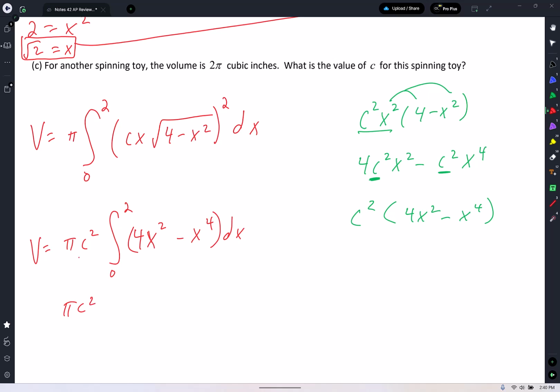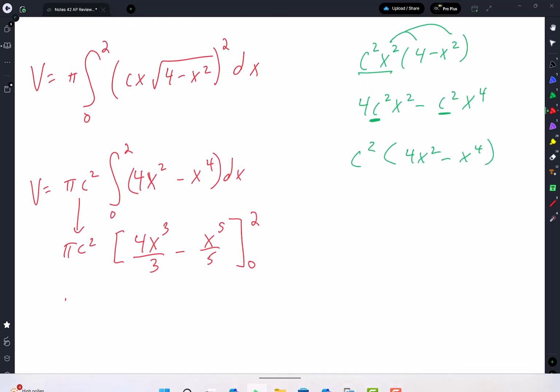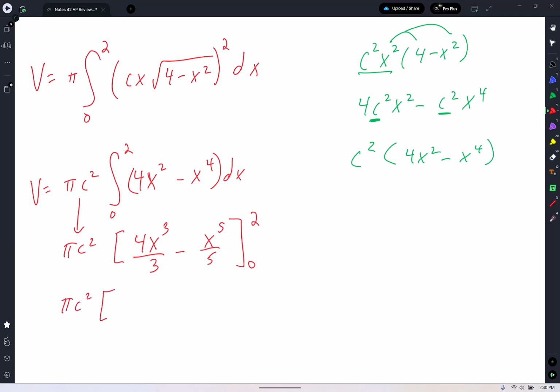Pi c squared, that's just that. Antiderivative of 4x squared is 4x cubed over 3. Antiderivative of x to the fourth is x to the fifth over 5. Lower limit 0, upper limit 2. I do not have to worry about the 0, but I do got to worry about the 2. Pi c squared, bracket, 4 times 2 to the third. 2 times 2 is 4, 4 times 2 is 8, over 3, minus 2 to the fifth power. 2 times 2 is 4, 4 times 2 is 8, 8 times 2 is 16, 16 times 2 is 32.